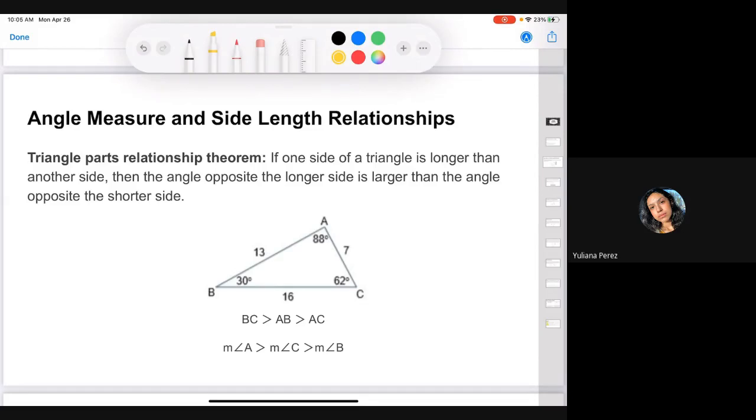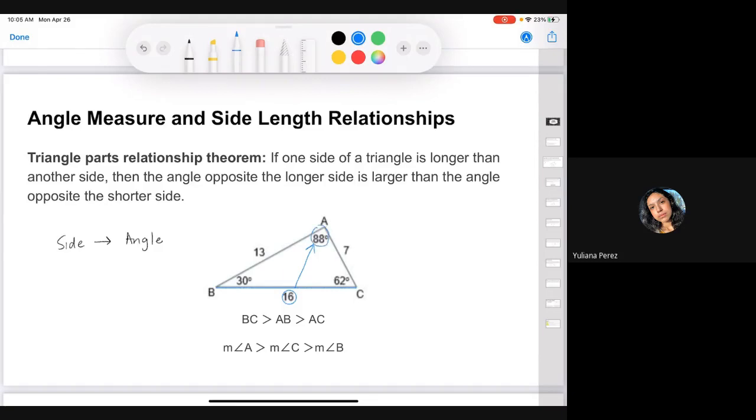The first one is the triangle parts relationship theorem. This basically says if one side of the triangle is longer than the other side of the triangle, then the angle opposite the longer side is larger than the angle opposite the shorter side. Basically, we consider the sides, and based on that, we'll be able to see different angle relationships. Opposite the longest side, which here is the 16, is going to be the largest angle.